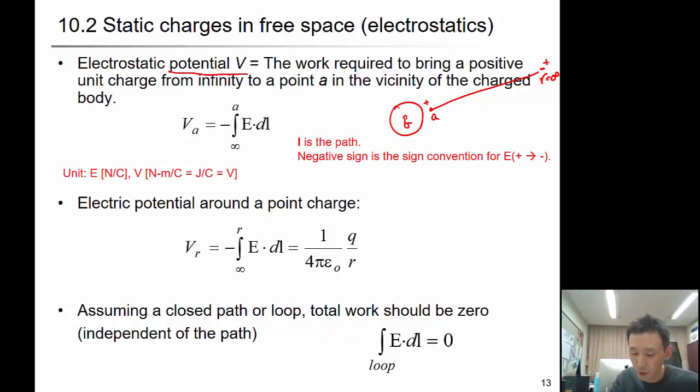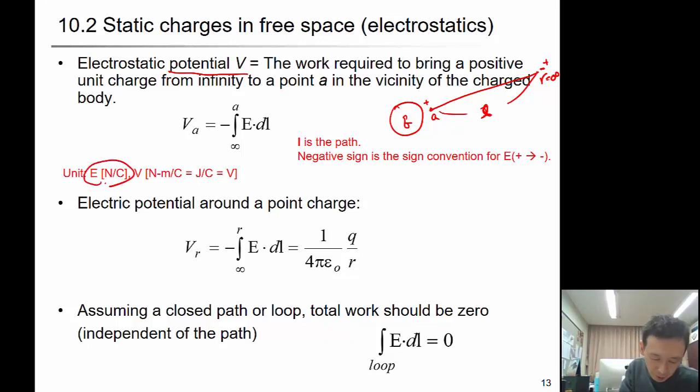And it's called the potential. So the voltage and the potential have the same unit, and they share the same concept. So if you have a high voltage, it means there's a high potential. So then it requires higher work, or greater work, to bring a positive charge to the point. Here the L is the path, and the negative sign is the sign convention.